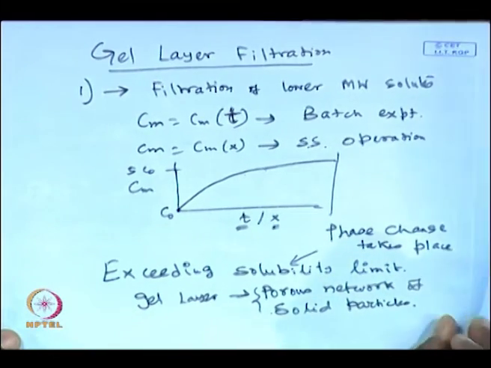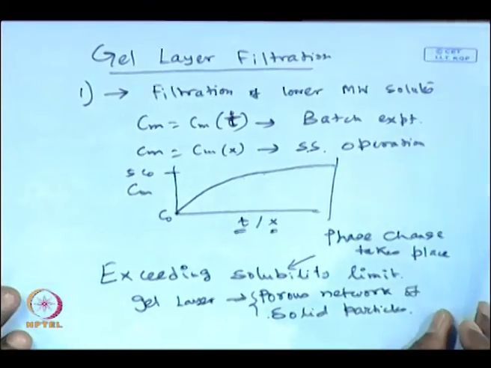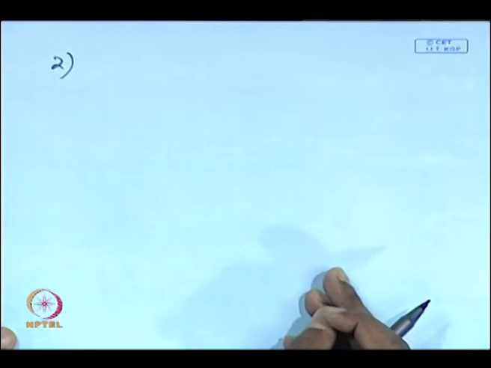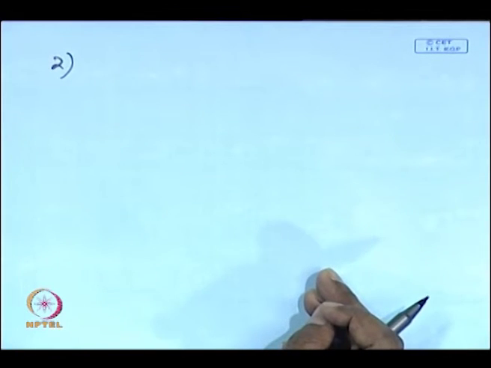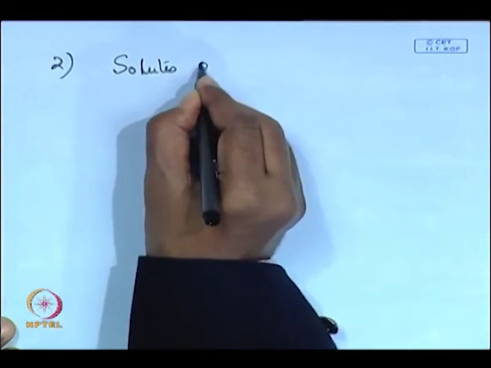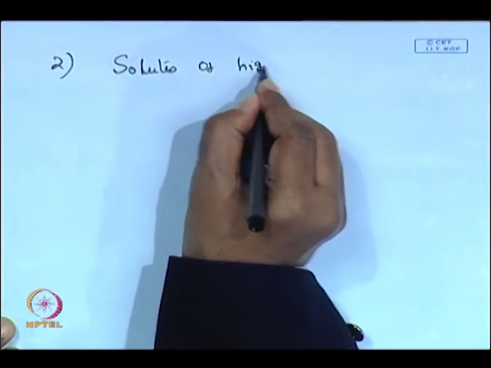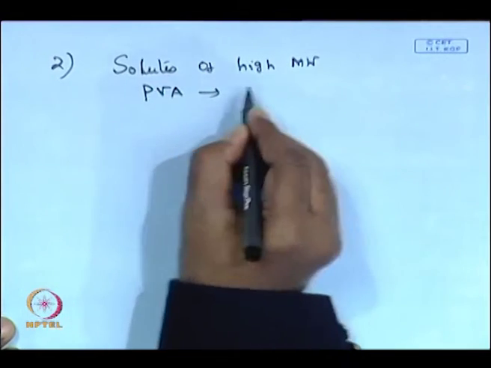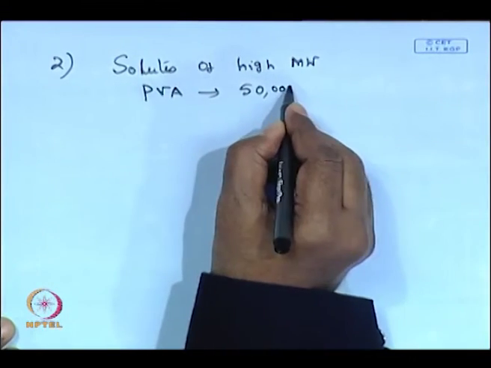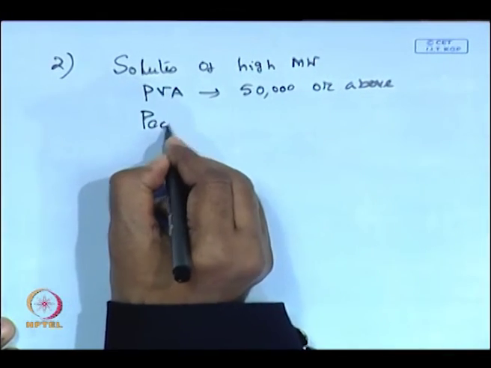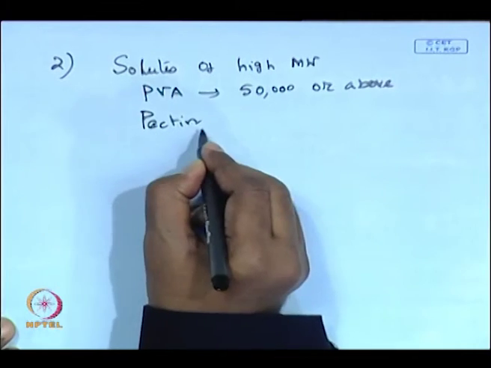The second way of gel layer formation, and the most common one, is that for some solutes it is not osmotic pressure control from the very beginning. In that case, we are talking about solutes of very high molecular weight. Okay. If you are talking about filtration of solutes of very high molecular weight, for example, polyvinyl alcohol, which has a molecular weight around 50,000 or above, or pectin. Okay. Pectin is a polysaccharide.